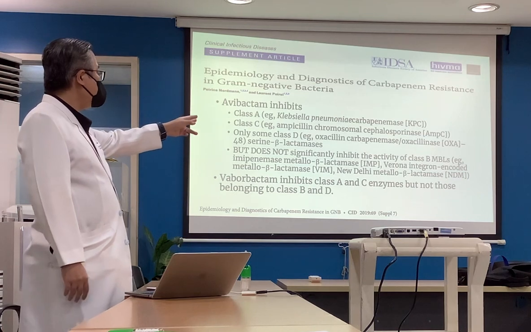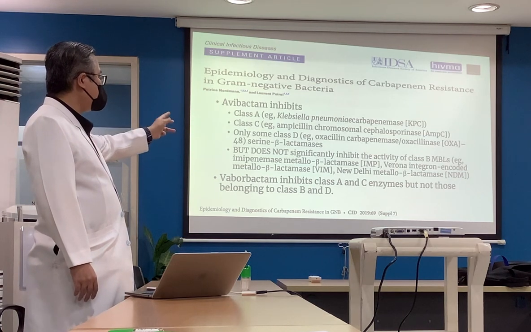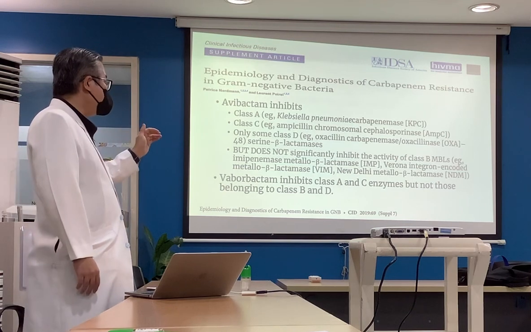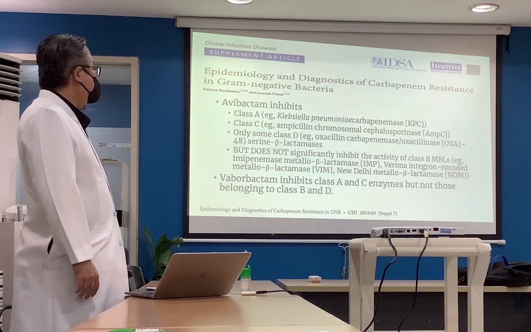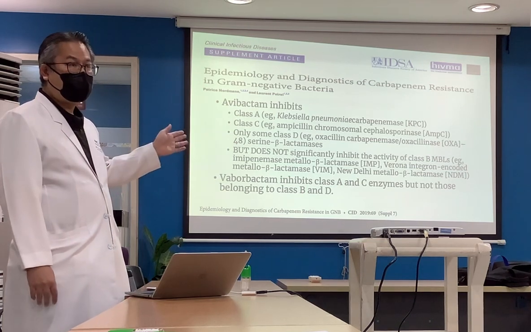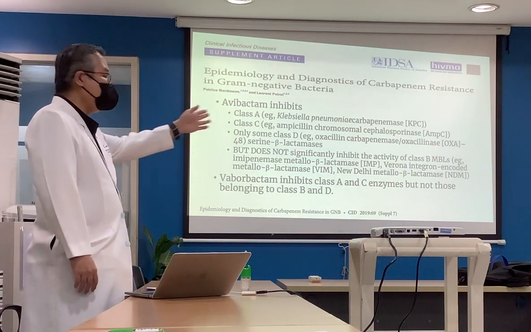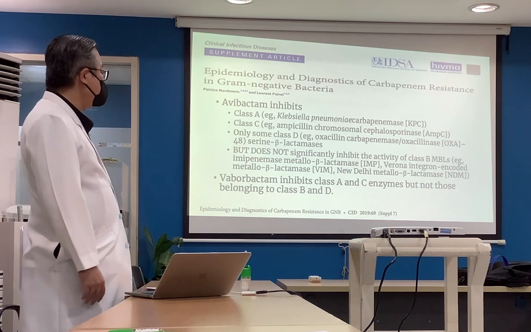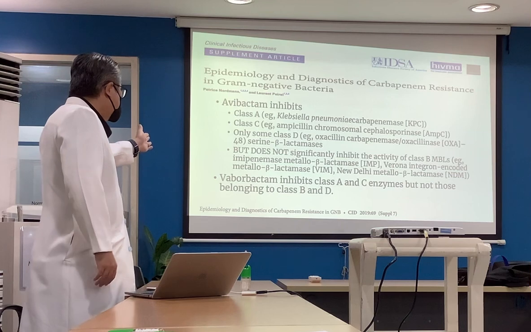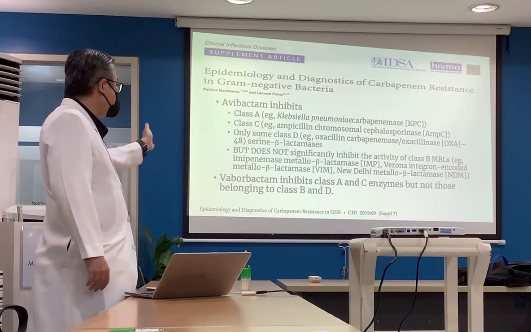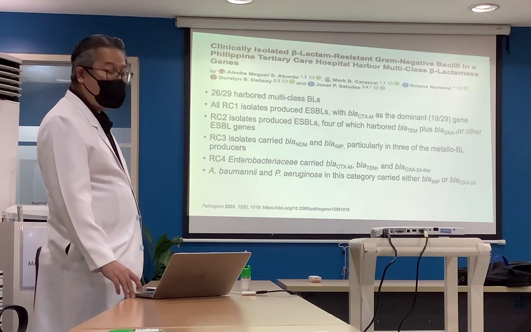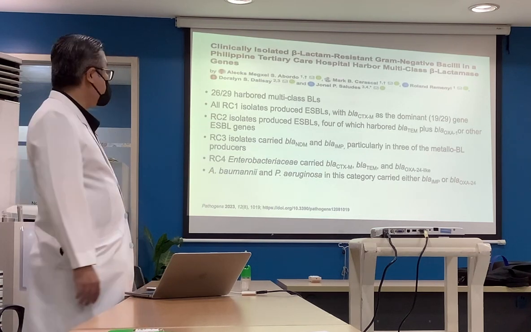So included in the MBLs are the imipenemase metallo-beta-lactamase, or IMP, that's included in B. Okay? Verona integron-encoded MBLs, VIM, that's included. Okay, in B. And the NDMs that we mentioned, the New Delhi metallo-beta-lactamase. Again, vaborbactam inhibits A and C, but not those in D and B. Okay, so our new antibiotics still have holes.